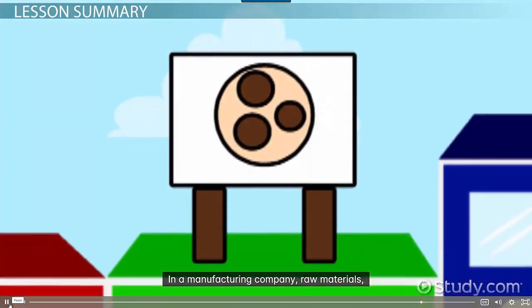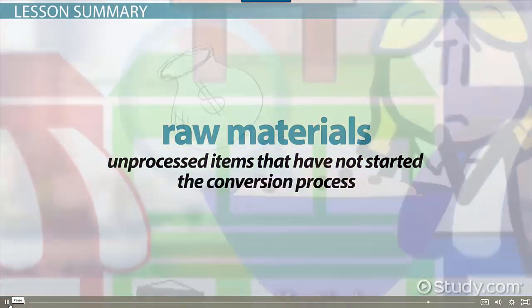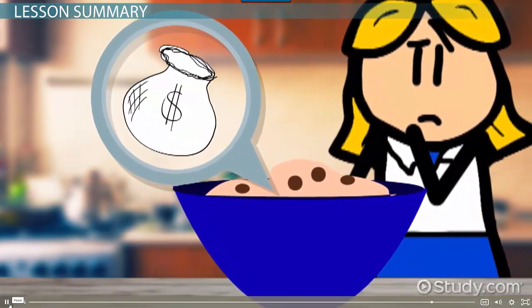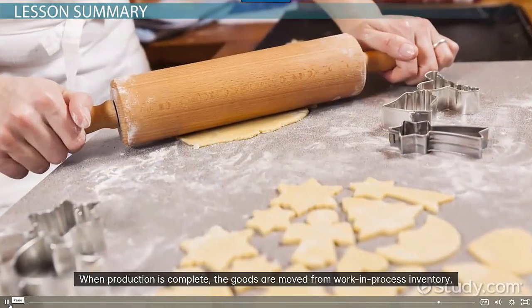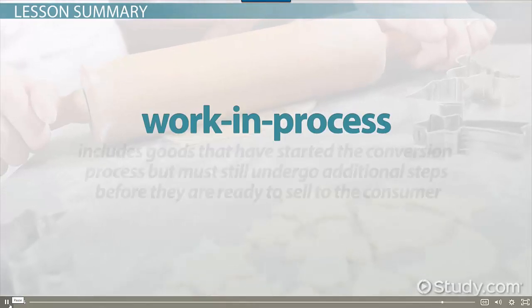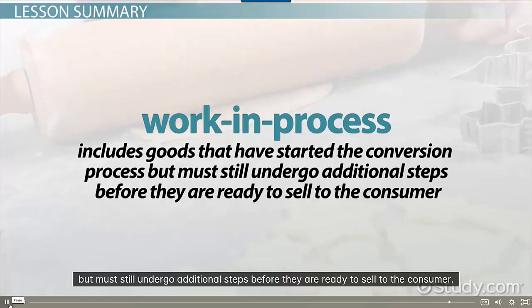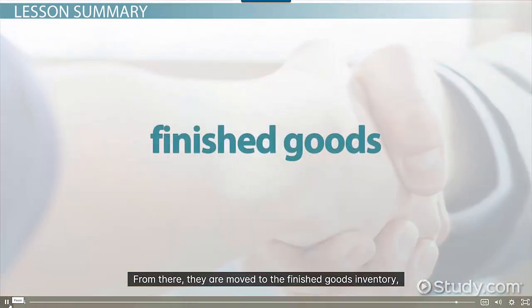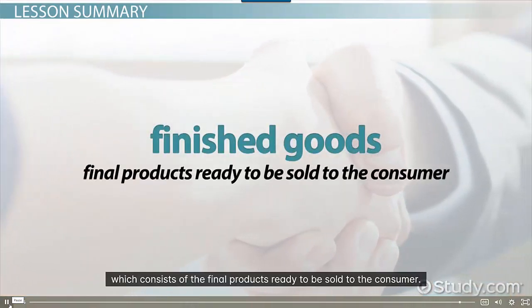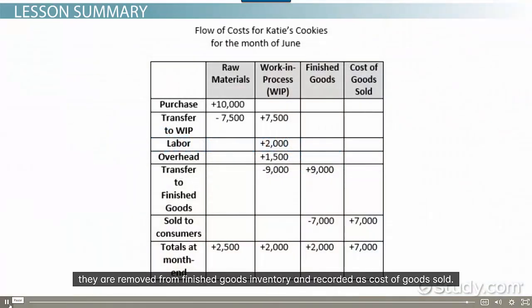In a manufacturing company, raw materials, or unprocessed items that have not started the conversion process, are purchased and moved into the production process, where additional costs for direct labor and overhead are applied. When production is complete, the goods are moved from work in process inventory, which includes goods that have started the conversion process but must still undergo additional steps before they are ready to sell to the consumer. From there, they are moved to the finished goods inventory, which consists of the final products ready to be sold to the consumer. When goods are sold to the consumer, they are removed from finished goods inventory and recorded as cost of goods sold.